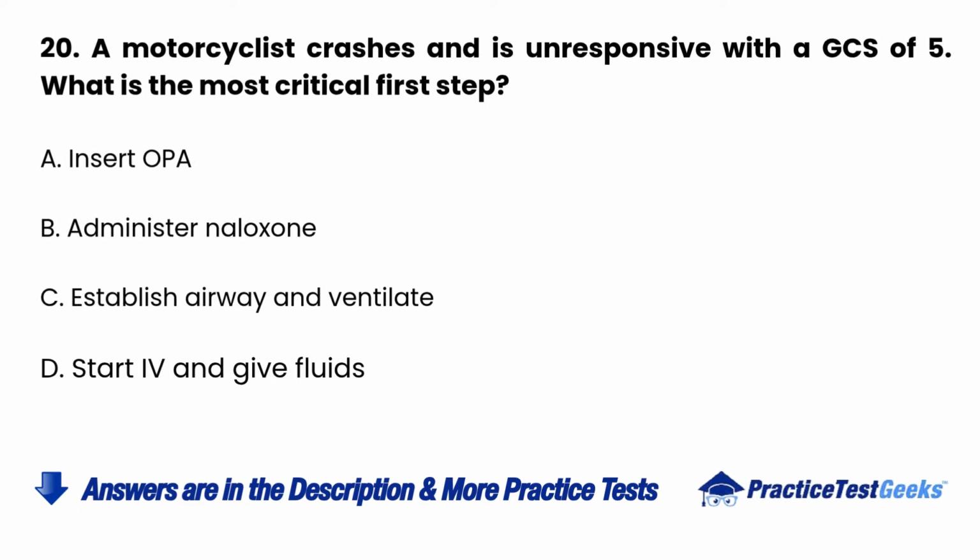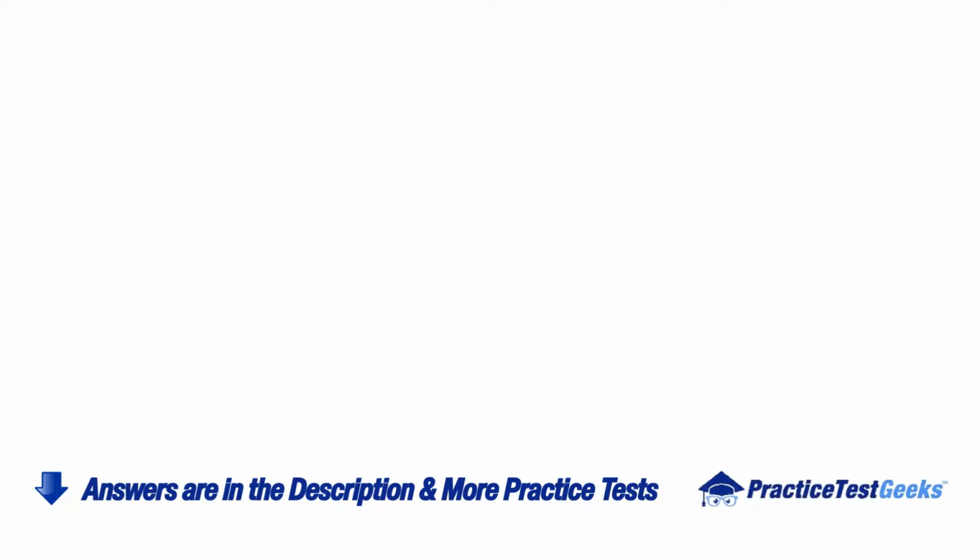20. A motorcyclist crashes and is unresponsive with a GCS of 5. What is the most critical first step? A. Insert OPA. B. Administer naloxone. C. Establish airway and ventilate. D. Start IV and give fluids.